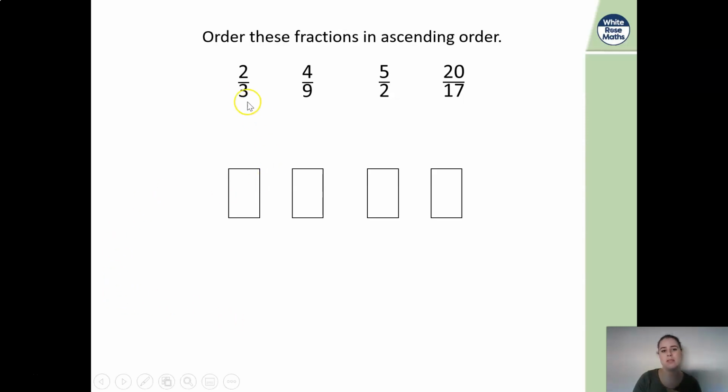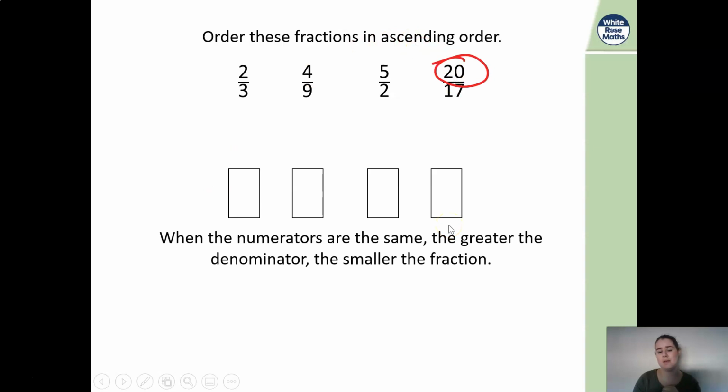Well, here I've got my denominators. This is 3, 9, 2 and 17. Now I've got odd numbers and even numbers there. And I don't see any match between times tables because of the number 17. But look at my numerators, it's got 2, 4, 5 and 20. Now I can see that those are all factors of the number 20. So I know here that I need to make sure that all my numerators now match 20.